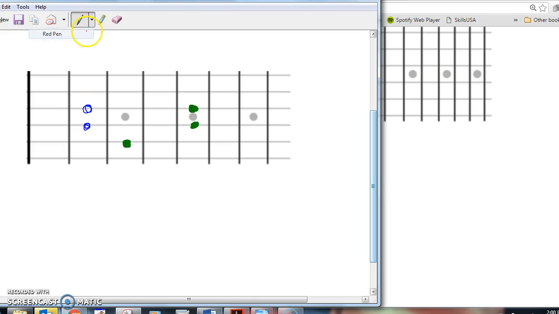And then let's go to our 2, which is going to be right here. So this is your 2. This is your 4. And then this is your 7. So you have 1, 2, 3, 4, 5, 6, 7, octave.